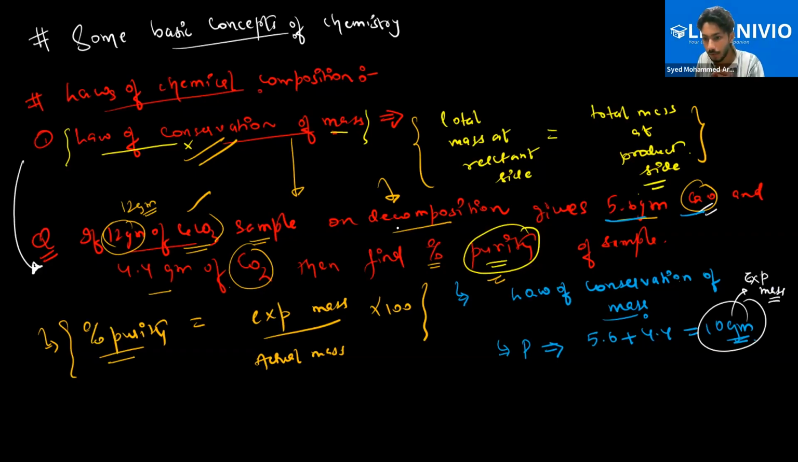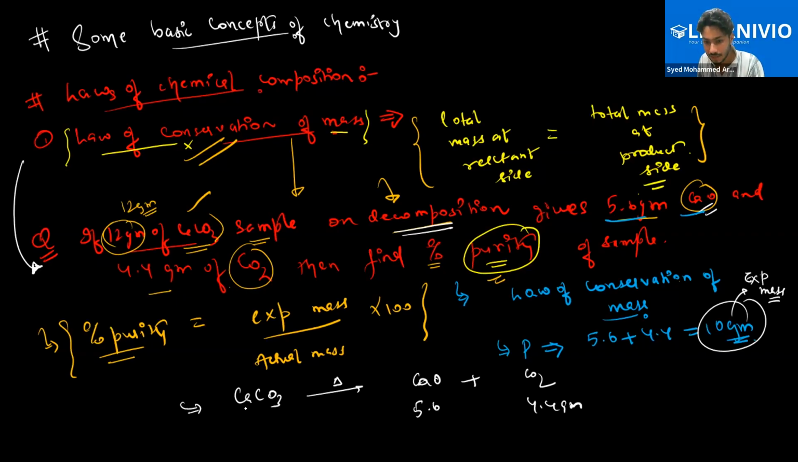Because I have performed the reaction, which is the decomposition reaction. And how is this reaction going to take place? CaCO3 will decompose when we apply heat, and it will decompose into calcium oxide, CaO, plus carbon dioxide, CO2. Simple. And how many grams of CaO are there? 5.6 grams. And how many grams of CO2? 4.4 grams.